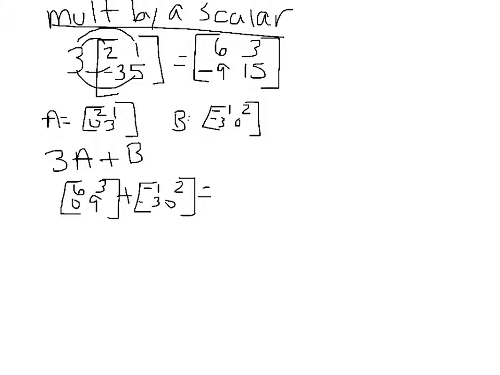So now we'll add their corresponding elements. 6 plus negative 1 is 5. 3 plus 2 is 5. 0 plus negative 3 is negative 3. 9 plus 0 is 9. And that would give me my answer.